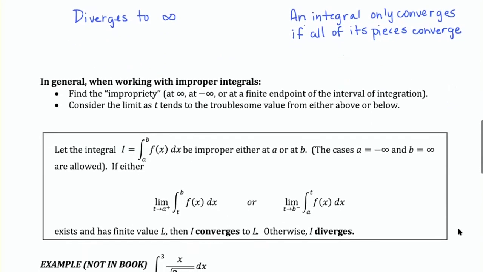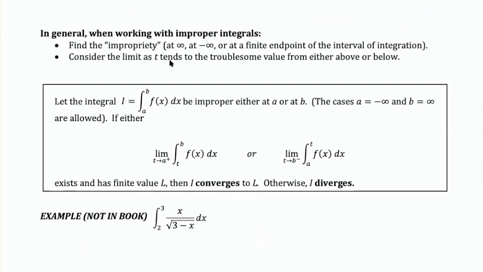So to summarize what we've looked at so far, in general, when you work with improper integrals, you want to find the improper limit, the impropriety. It could be infinity, it could be negative infinity, it might be one of the endpoints of the integral. It's wherever the discontinuity is. Then consider the limit as t tends to that troublesome value, and again, either from above or below if it turns out t is finite. And this box here is just summarizing what we talked about: if that limit exists, your integral converges. If you find your limit doesn't exist, then it diverges.